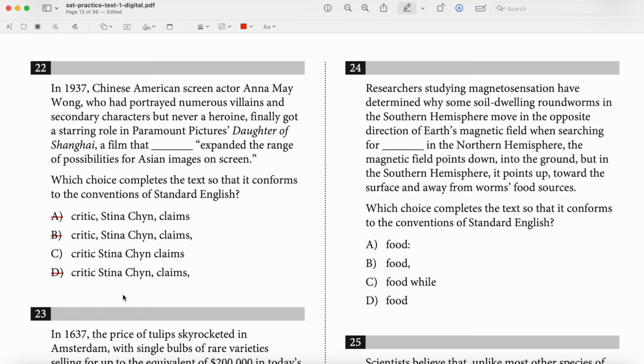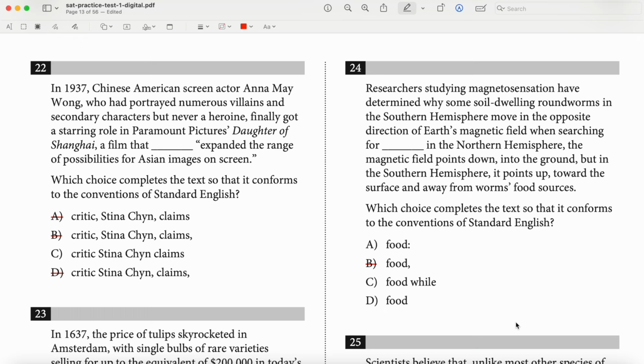Yes. Listen to the second half. In the northern hemisphere, the magnetic field points down into the ground, but in the southern hemisphere, it points up toward the surface and away from the worm's food sources. Does that stand alone? Yes. Two long statements, but both of them stand alone. Does that make some sense? Uh-huh. That's very tough to catch. I think you do need a pause there, but it can't be a comma, because that's a comma splice. Very tough. Let's try C. I want to hear C. Plug in C.